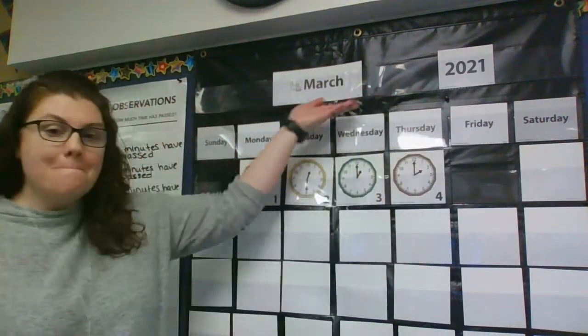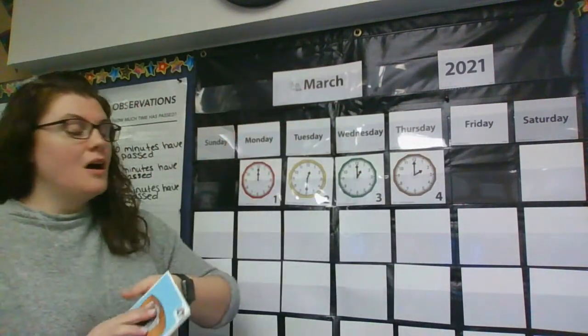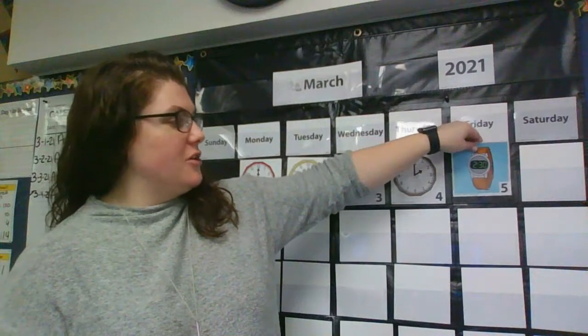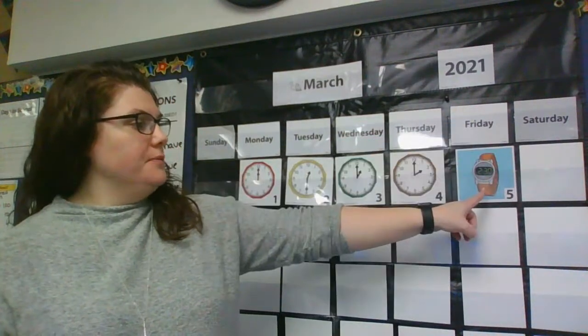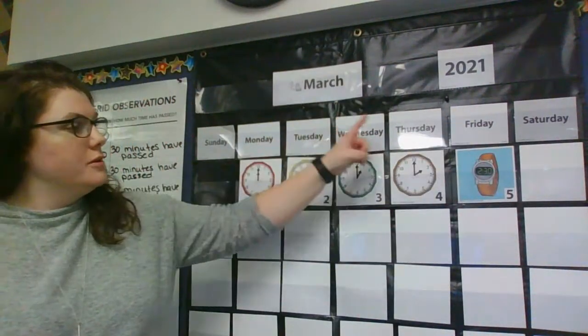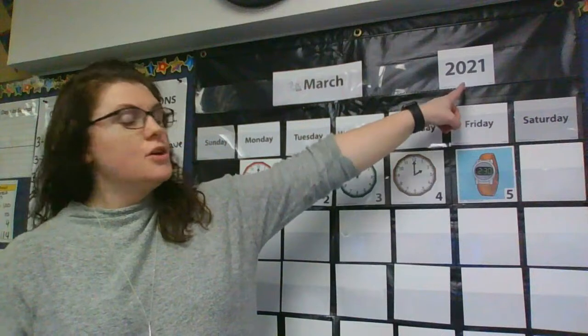What number's on our Friday card? It's the number 5, so that means it is the 5th day of this month. What month? Say it with me. March. Awesome. Let's put the whole date together. Are you ready? Today is Friday, March 5th, 2021.